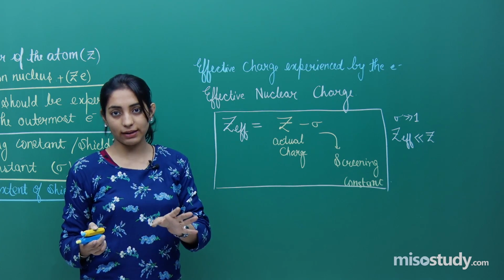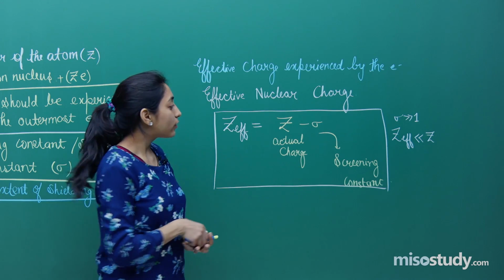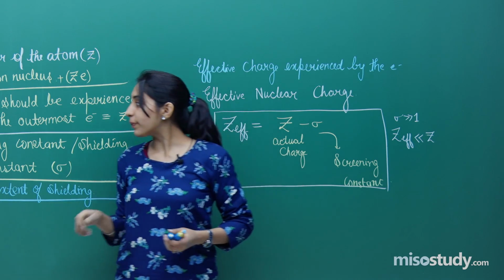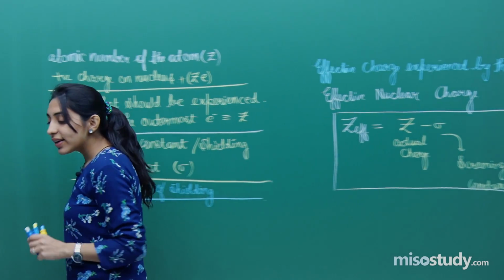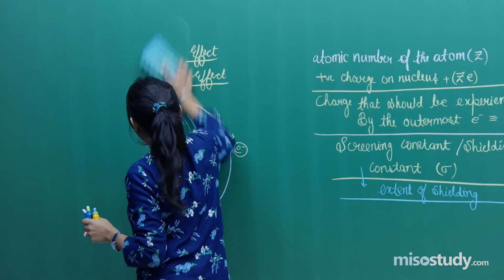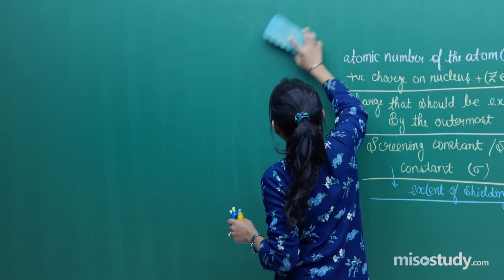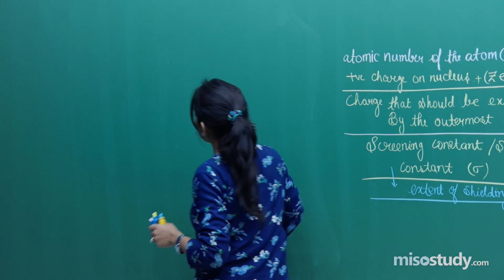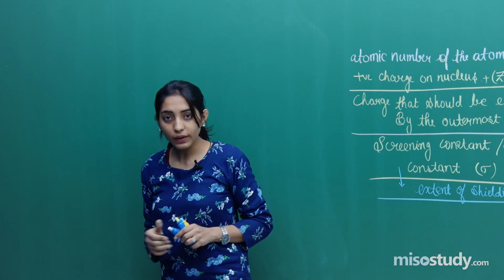So the effective nuclear charge experienced by the outermost electron will be somewhat lesser compared to the nuclear charge on the nucleus itself. Okay. So now moving further, I will be telling you that this sigma value has been found to be different for s electrons, and it has been found to be different for p electrons, d electrons and f electrons. Okay.